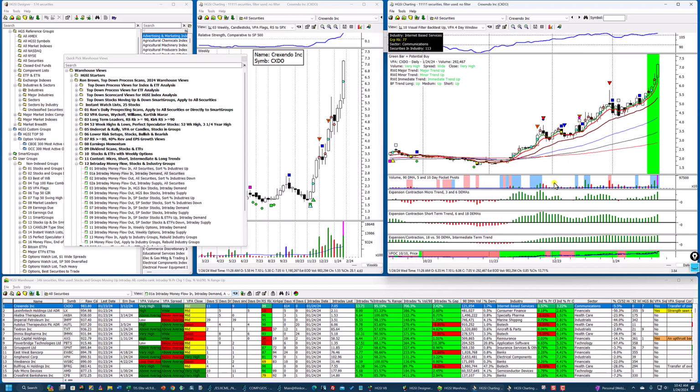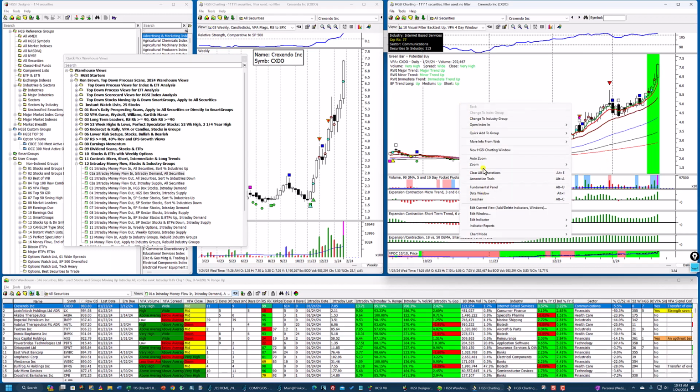Now, if I eliminated the volume requirement, there would be all kinds of signals on this stock. And maybe I should do that. I just really don't like to look at stocks that aren't trading at least 100,000 shares. It is right here. That's why we're getting the green bars, because of the VPA requirements and the volume spike. But in through here, it would have generated if the volume had been lessened.